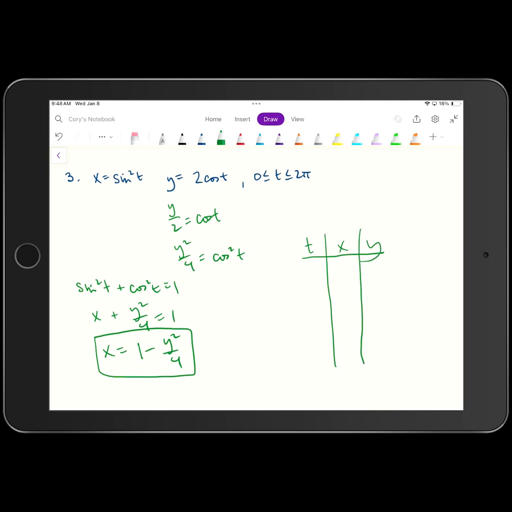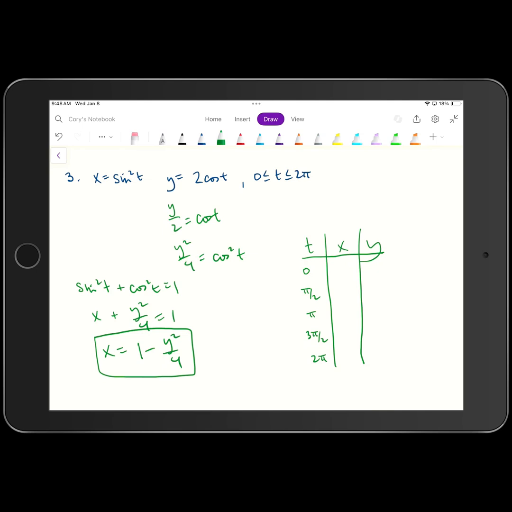The arguments for both trig functions are t, so I don't have to do anything as far as period is concerned. So I'm going to pick a handful of values. If I break the interval from 0 to 2 pi up into subintervals of length pi over 2, that's going to make our t values 0, pi over 2, pi, 3 pi over 2, and 2 pi. And then we want to find the ordered pairs that correspond to each of those t values.